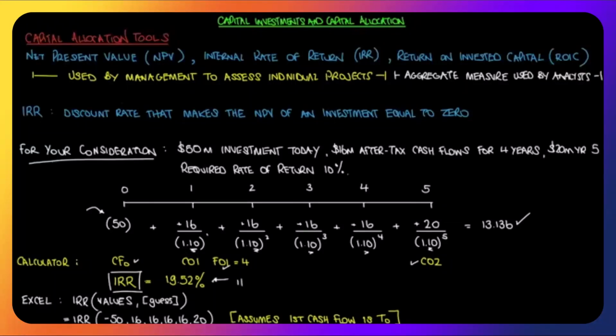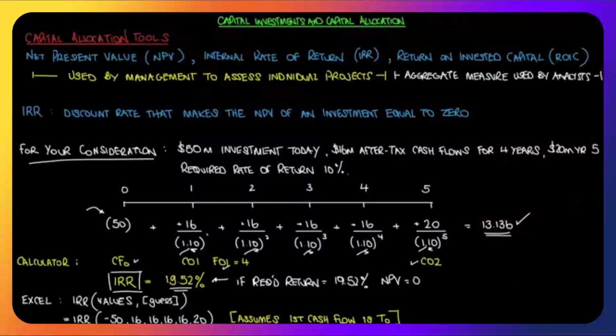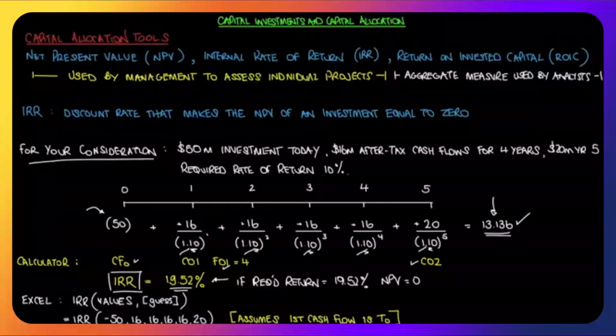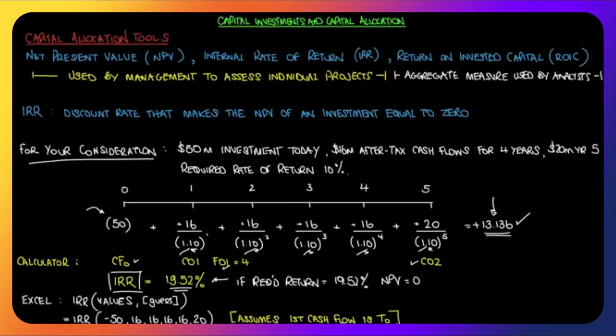If your required return was equal to 19.52%, your NPV would be 0. So if instead of using 10s here, all across the board, I use 19.52, this would come to 0. Now let's sit back and look at the NPV. It's 13.136 positive.